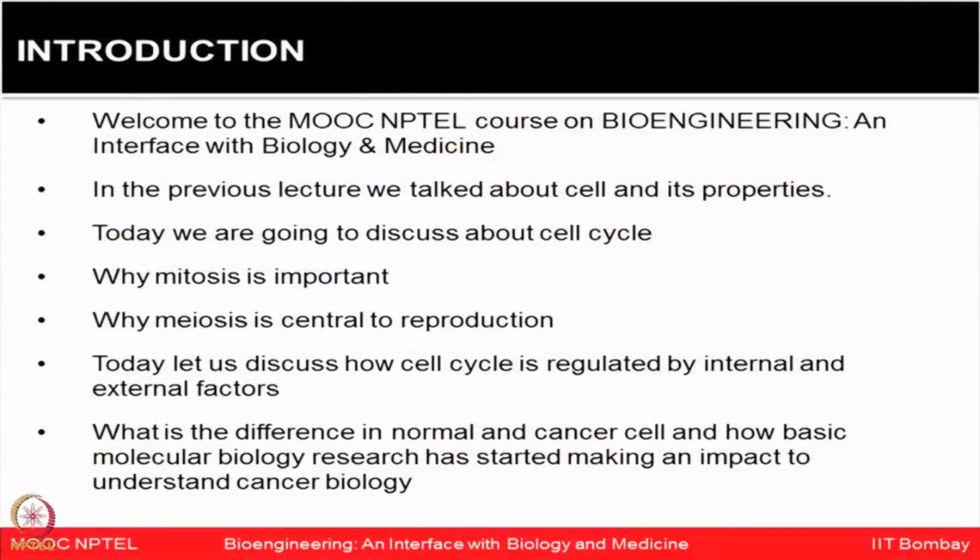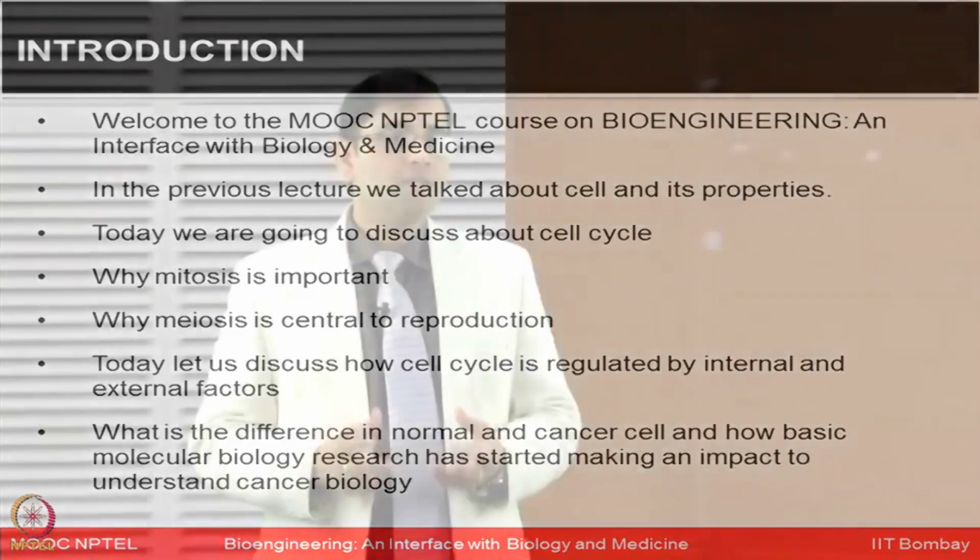So, today we are going to talk about cell cycle and in which way cell cycle dysregulation may cause diseases like cancer. We are going to talk about why mitosis is so important, why meiosis is central to reproduction. We are also going to look into various factors, internal and external factors which regulate cell cycle. We are going to talk about the difference between normal and cancer cells and what is the basic molecular biology research in which we have started investigating the cell and its properties to try to find some clues for cancer.